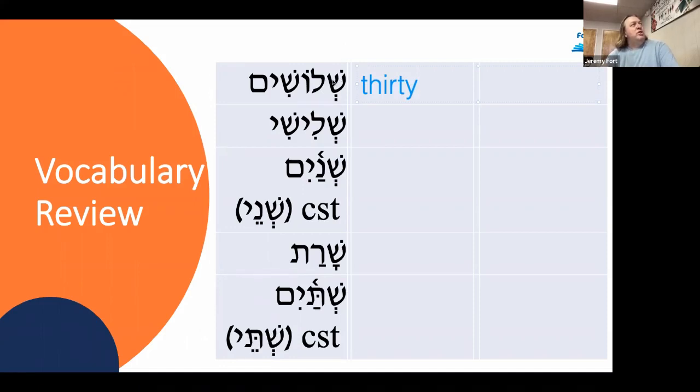Shalosh. And so our root would be sheen, lamed, sheen. We wouldn't count the vowels in there. Sheen, lamed, sheen. All right. Well, if that's 30, what's this one? So this is shlishi. Shlishi. Third. Very nice. Very good.